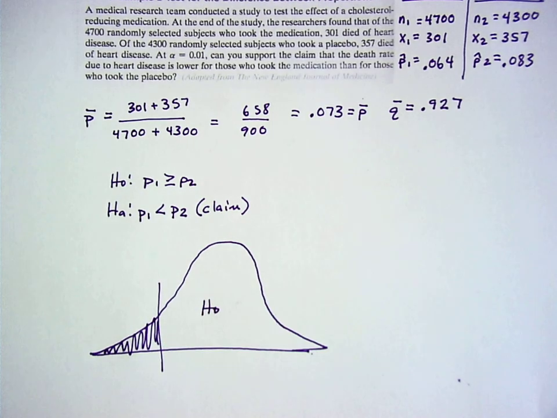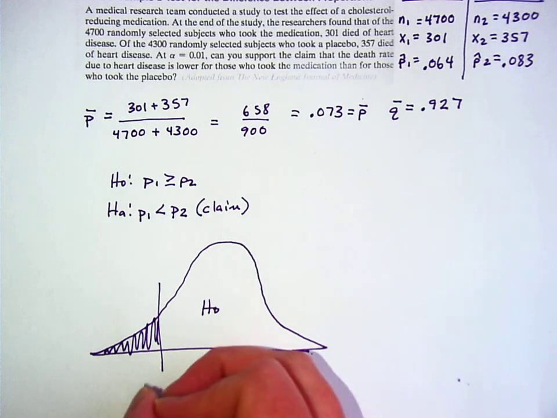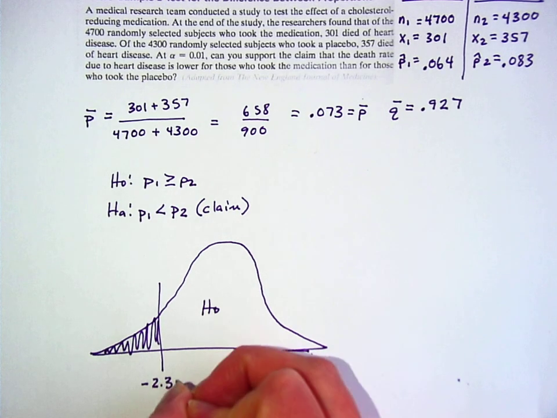All right, left-tailed test, H sub O. This time, alpha is 0.01. So if you look up on A16 and you look up 0.01 in the middle of the table, you'll find out that this z-score is negative 2.33.